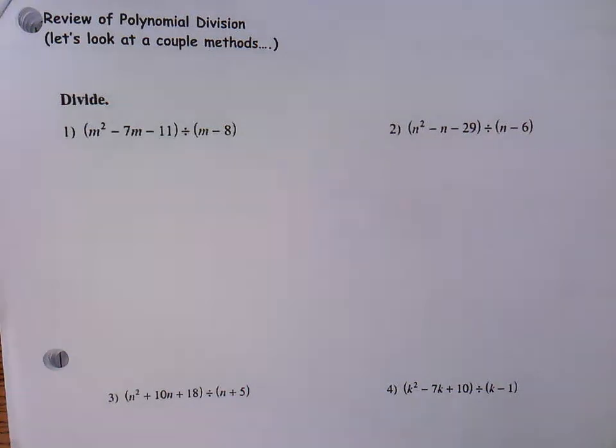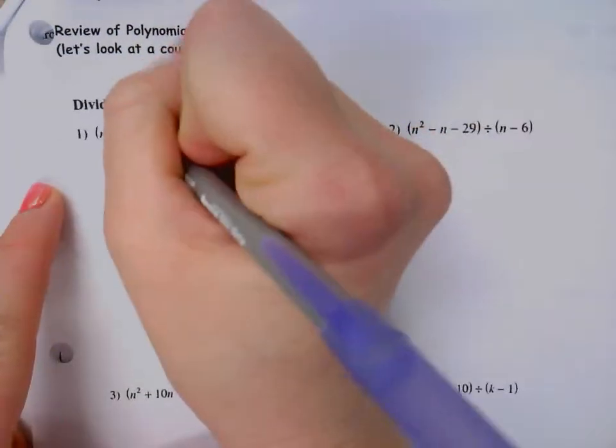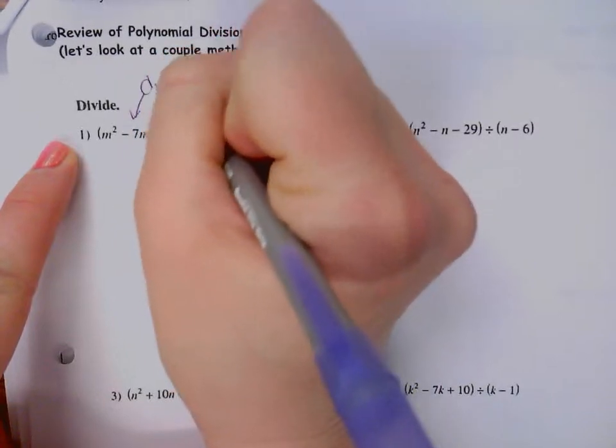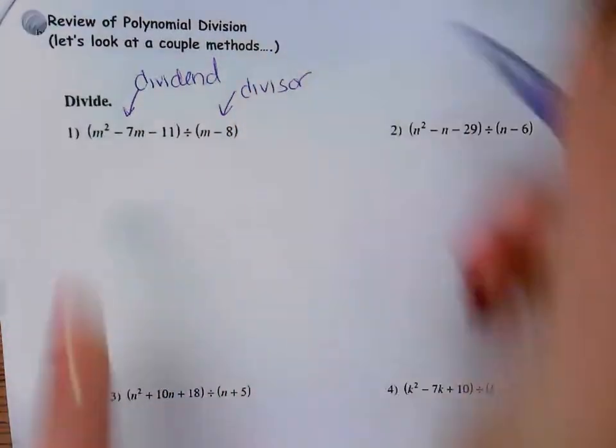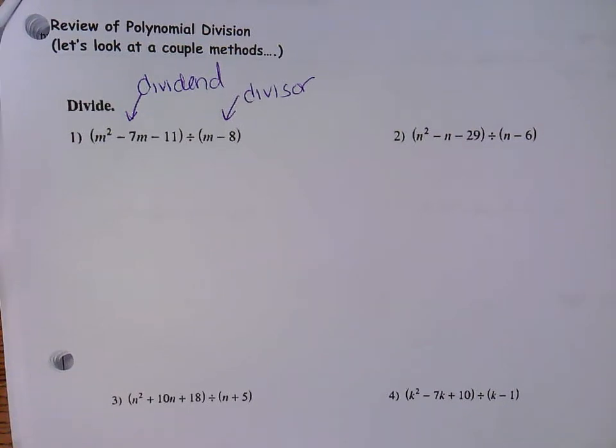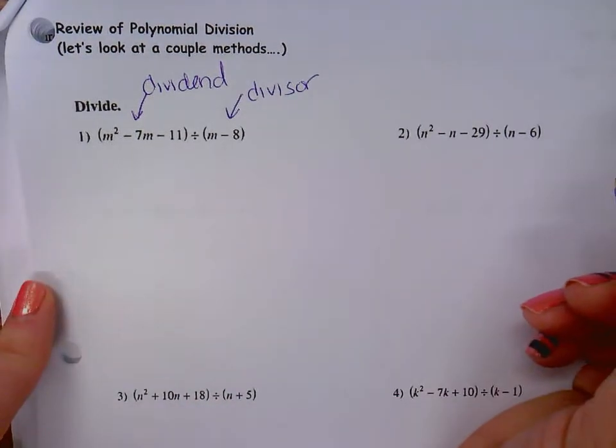So I like to have some vocabulary. This is called your dividend. This is called your divisor. So the dividend is usually the bigger thing that's going to be divided. The divisor is what you're dividing by. And then what's the answer called to a division problem? Quotient, and then you've got your remainder.